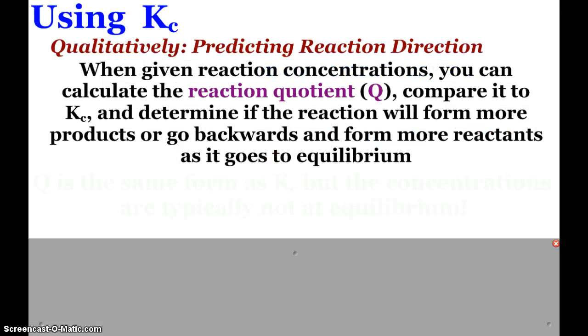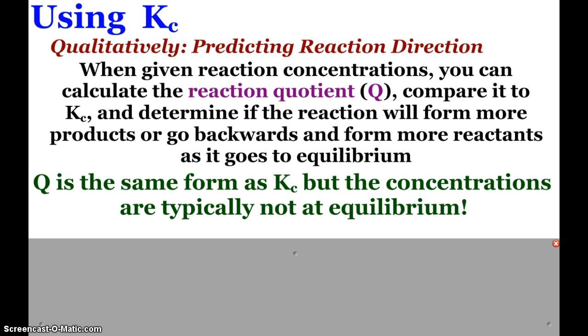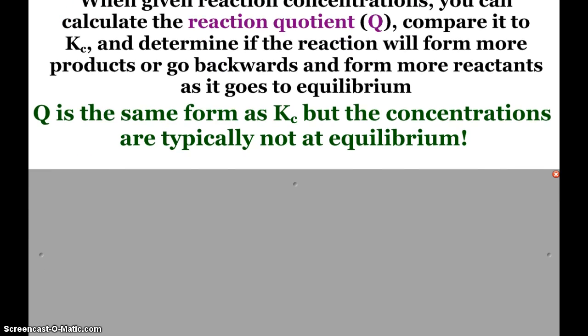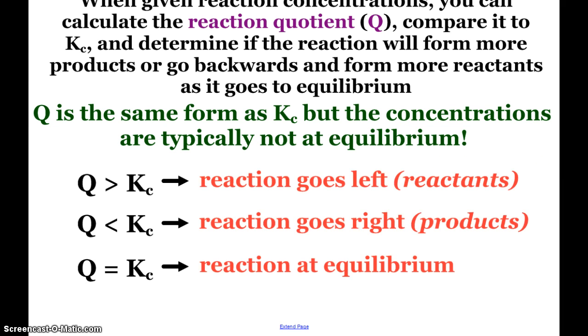The other thing we can use Kc for is to predict reaction direction. So if we're given reaction concentrations, we can calculate what's called the reaction quotient, symbolized with a capital Q. We can compare this to our Kc value, and we can decide, is the reaction going to go to the right toward forming more products, or go to the left forming more reactants as the reaction heads to equilibrium. Now the Q setup is exactly the same form as Kc, but our concentrations typically are not at equilibrium. So once we evaluate our Q value, we can compare it to Kc.